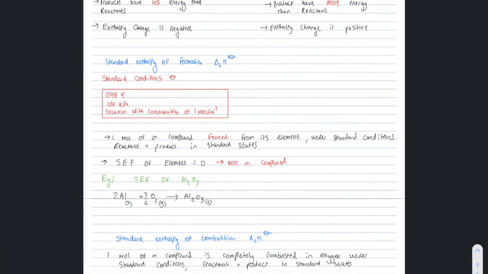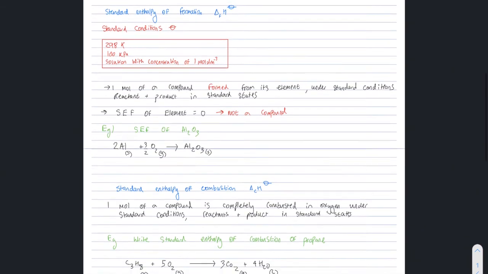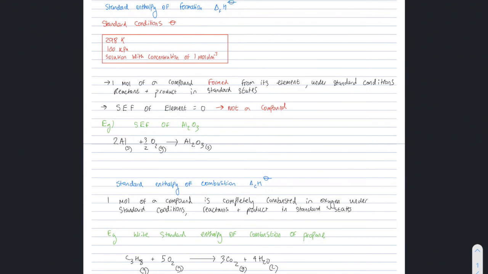Standard conditions: 298 Kelvin, 100 kilopascals, and a solution of concentration of 1 mole per decimeter cubed. Remember these conditions. Remember that this is the symbol for standard conditions. Standard enthalpy of formation of an element is always 0.